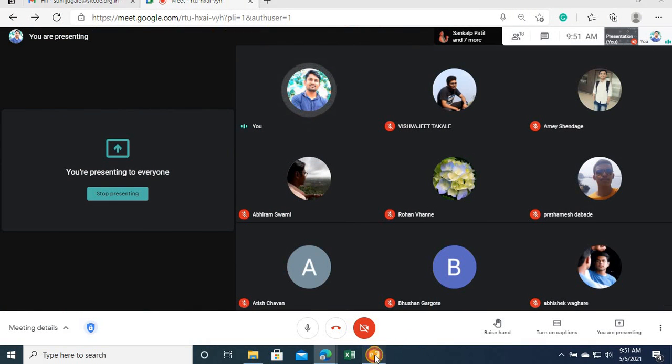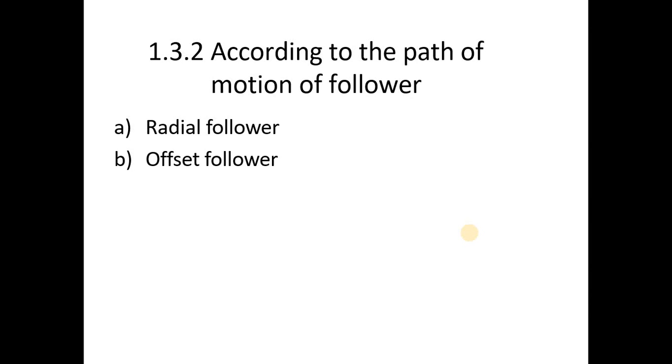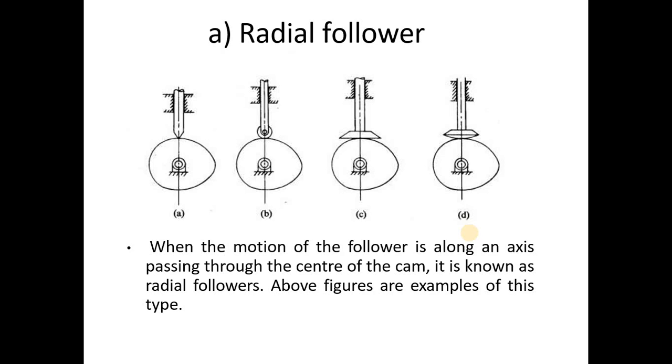Okay, no problem. So this is the second classification of the follower. This is the classification of the follower based on the path of the motion of the follower, that is, whether the path of the motion is along the radius or along an offset. So radial follower and offset follower, this is the second classification according to the path of the motion. We can see them one by one. Look at this. This is the radial follower. Look at this. It acts along the radius.